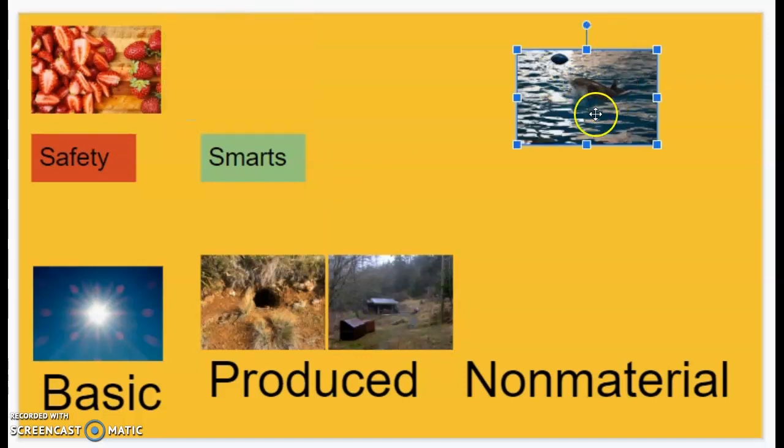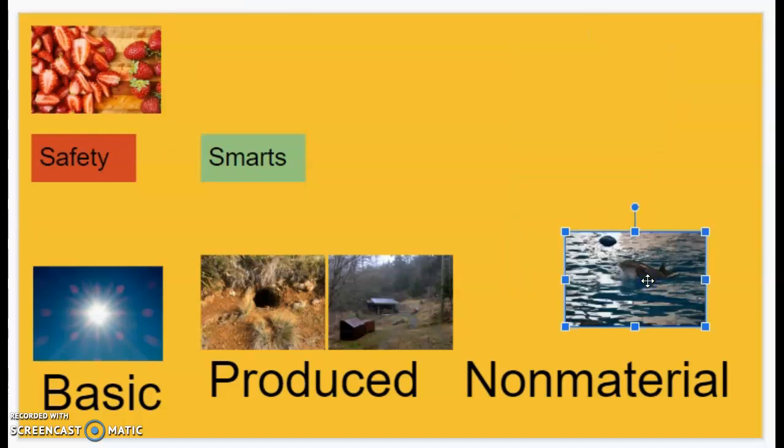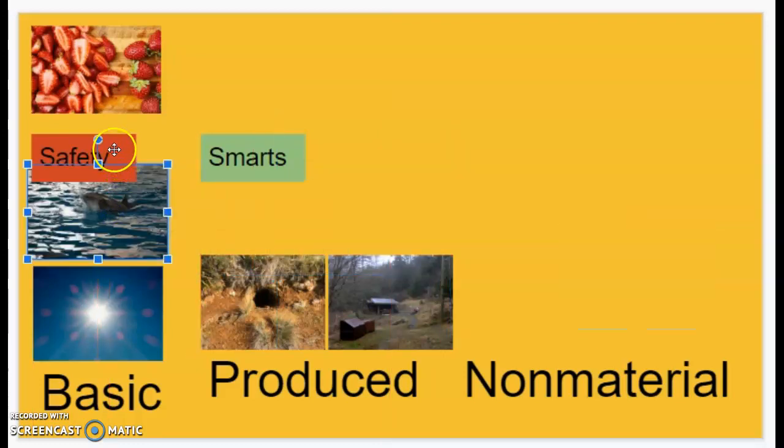All right, right here, I have some water. There's also a dolphin in a football. Ignore that. Just pay attention to the water. Water is definitely material. I can hold it in my hand, no problem there. It's not produced in that I can just find it around. Now, if you're talking about filtered water or special water like that, you have to make it, that's different. But it's a basic need. I can just go outside and find fresh water in a lake or through the rain.